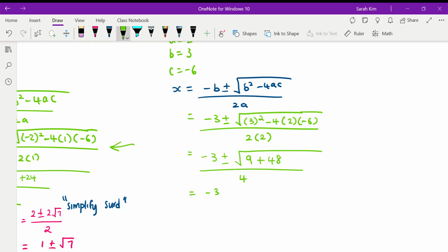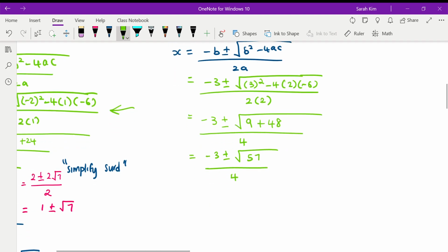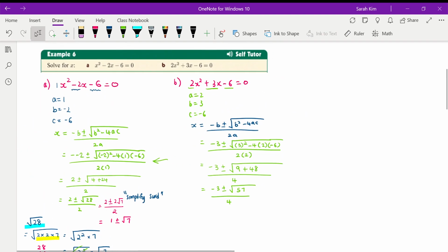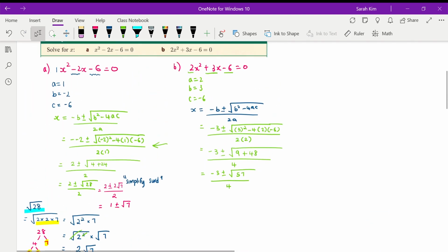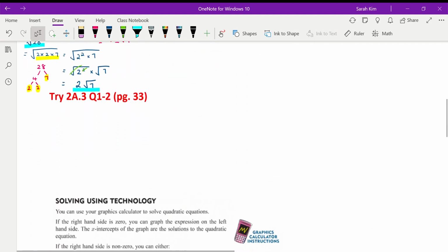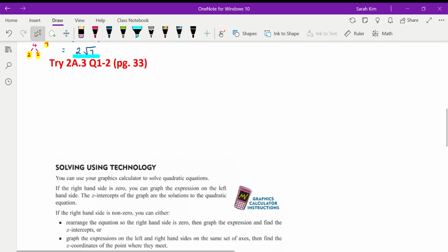Alright, let's keep going. Let's see what we got. 57. Now this one I don't think you can simplify any further, so I reckon you can leave it. Maybe I'll just quickly have a look. So that is your plus or minus answer. Yep, so minus 3 plus or minus square root 57, over 4, all done. So you should now be able to do all of these questions from 2A.3. Done.